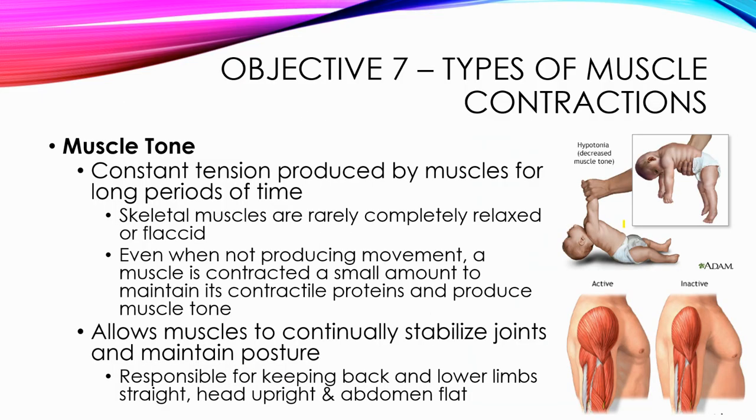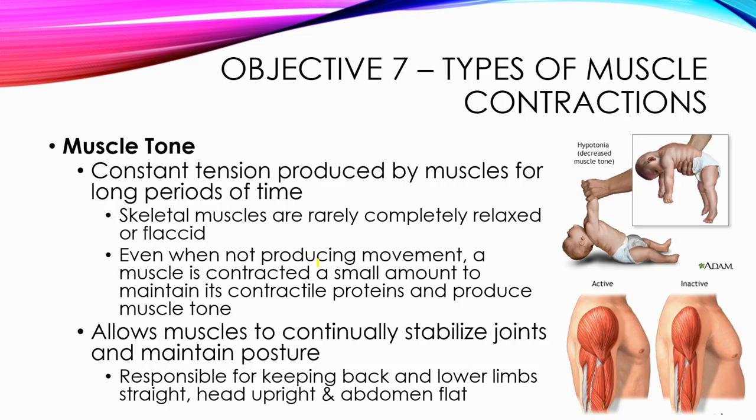All right, so how do we generate muscle tone? Well, as you're just sitting there, your muscles are always partially contracting. There is constant tension produced by muscles over long periods of time. It's very rare that your skeletal muscles are completely relaxed, because if that were the case, you would be flimsy and you wouldn't be able to hold yourself up properly. You wouldn't be able to hold your head up, things like that.